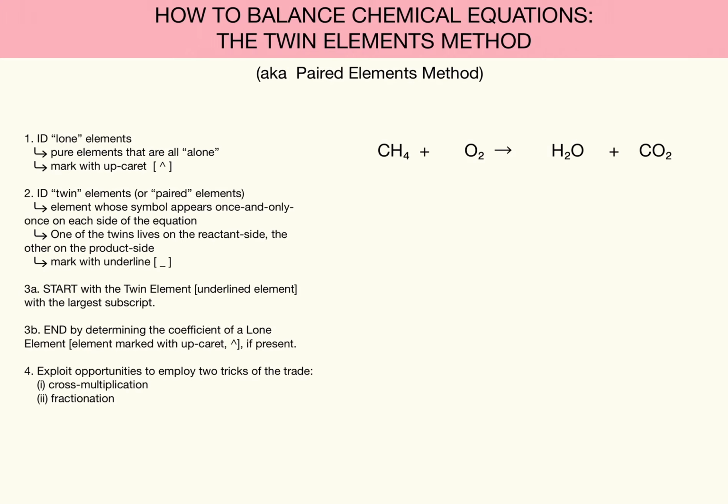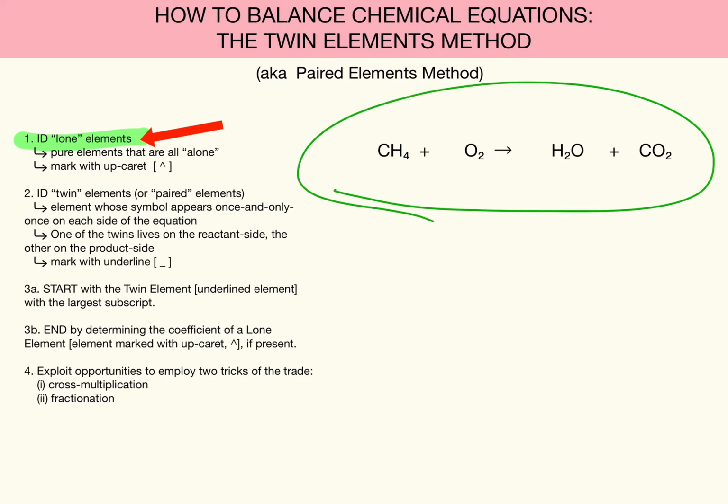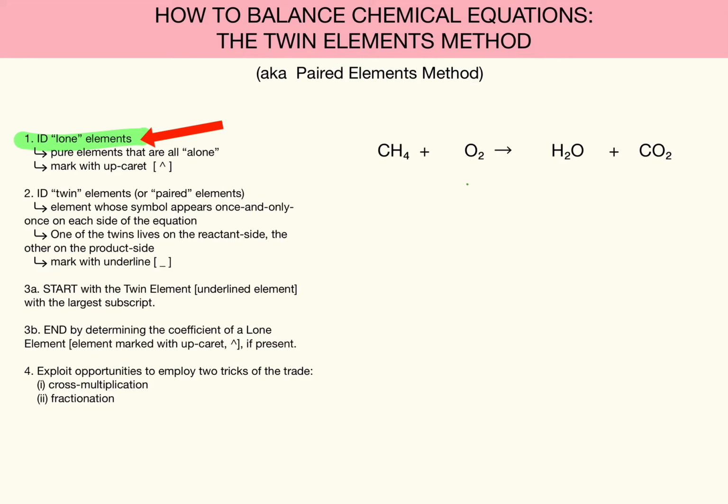What I would like to do now is to give you a 30,000-foot overview of the twin elements method. It will be discussed in detail in the next video, but for now I would just like to give you a brief overview. The key is to identify two components. One is what's referred to as lone elements. This is any element that is all by itself and not part of a chemical compound. For example, if you look at the provided equation, you see that there's only one lone element, oxygen.